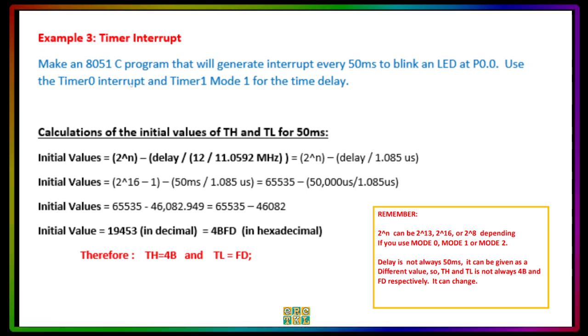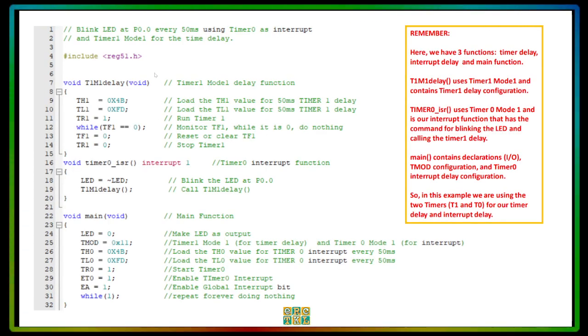Now, example number 3: make an 8051 C program that will generate an interrupt every 50 milliseconds to blink an LED at P0.0. And let's use timer 0 interrupt and timer 1 mode 1 for the time delay. So as you can see here, we are combining the timer 0 interrupt with the timer 1 mode 1 for the time delay. Let's say we have the same calculations for the initial values of TH and TL. We have 4BFD again. And let's just look at the program here.